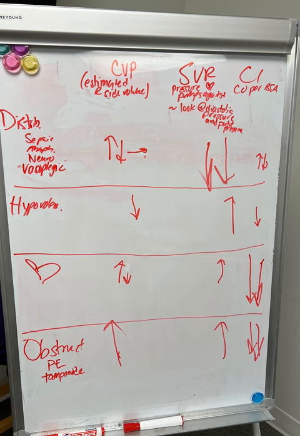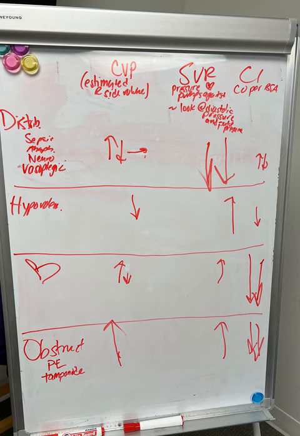Okay, so CVP will be high, low, or normal. Think about tamponade or PE. CVP would be high, low, or normal? High. How about cardiac index? Low. How about SVR? High. Very good. So now look, cardiogenic and obstructive look exactly the same.